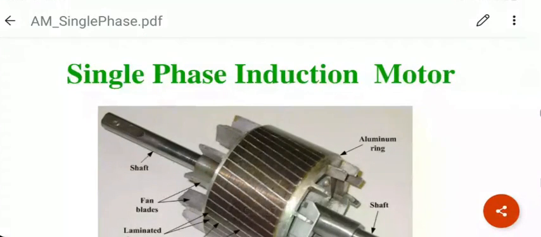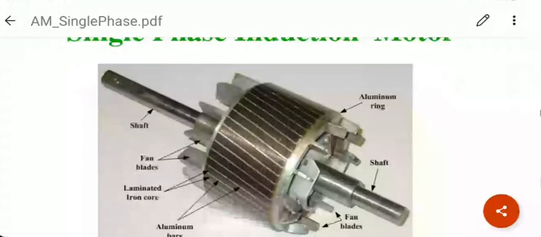Anyway, before that, there is a good photograph here of a squirrel cage rotor. You see aluminum bars, colored ones, and in between there are slots which insulate the bars from each other. The bars are slanted a bit. This has helped in improving the efficiency of the machine. There's a lot of detail here. You may want to study this diagram or this photograph later in detail.